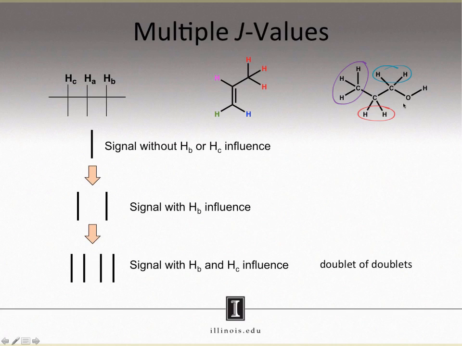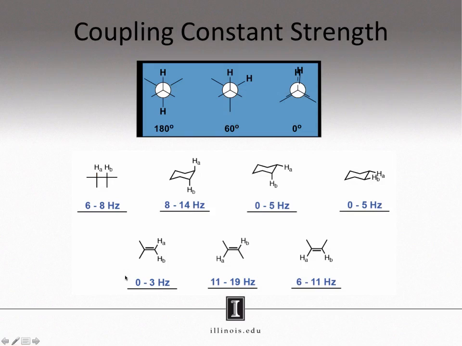How can you, the student, figure out whether to use the N+1 rule or to be on the lookout for multiple J values? I will inform you if multiple J values are present. For this course, you simply need to be aware that non-equivalent protons can give different coupling constants, resulting in more complex splitting patterns. Our last topic for this webcast will be on how we can use these J values, these coupling constants, to tell us something about the structure of the molecule.